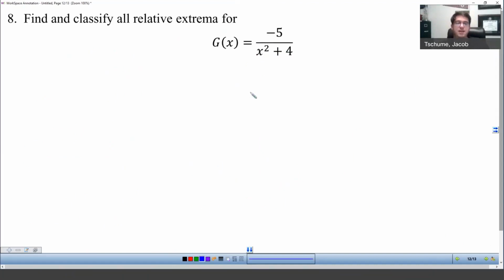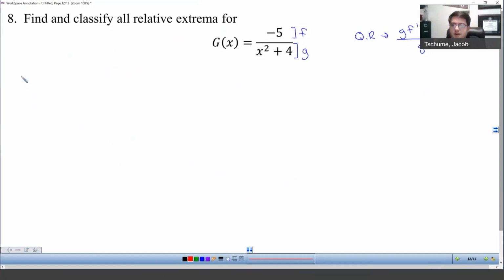Now, this one you can either do with the quotient rule or you can do it with the chain rule. It doesn't really matter to me. If you do it different than I do, that's fine. I'm just going to do the quotient rule because it's already in that form, but I could easily rewrite this and do chain rule. So quotient rule says I can let the top be f, the bottom be g, and we would find the derivative by doing g times f prime minus f times g prime over g squared.